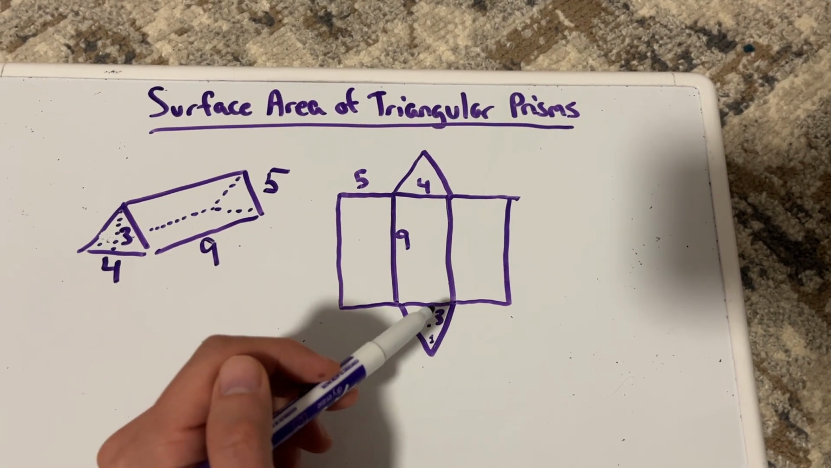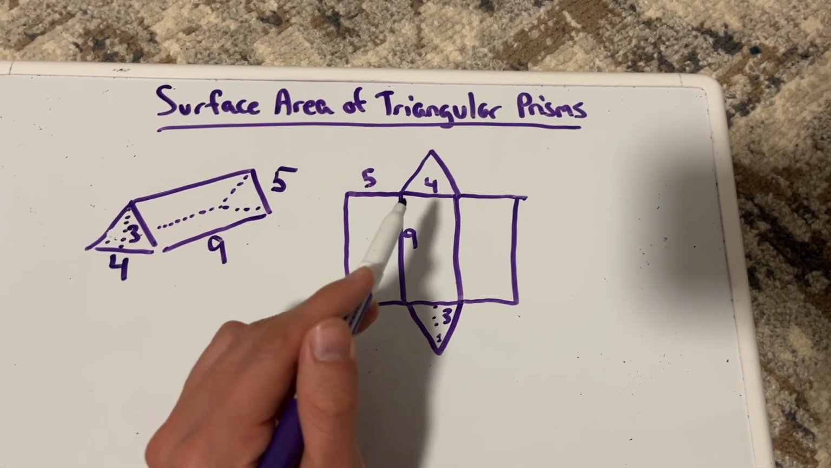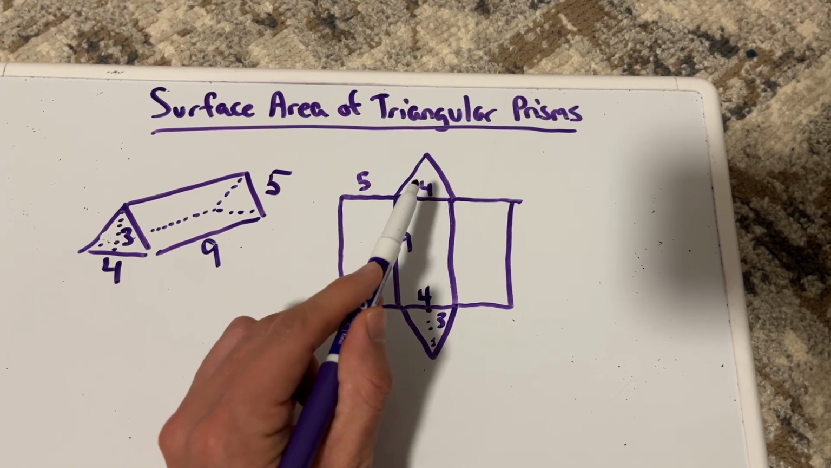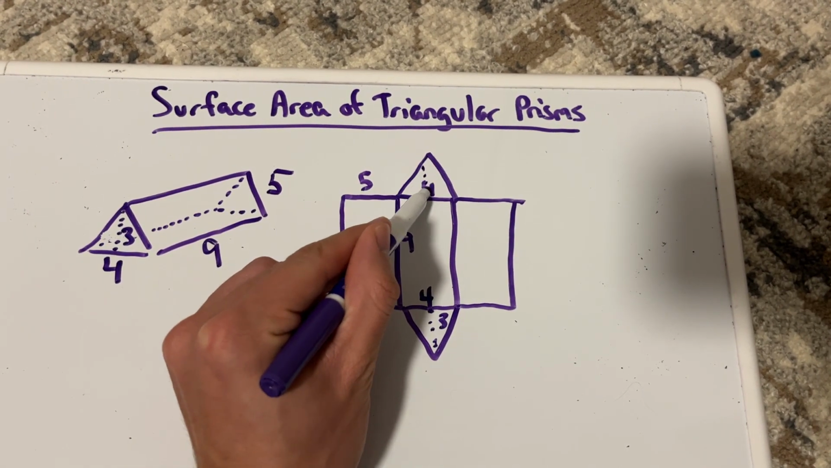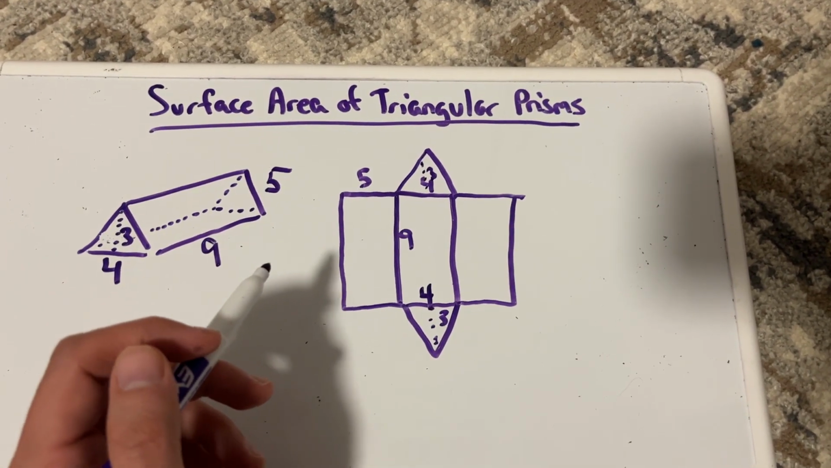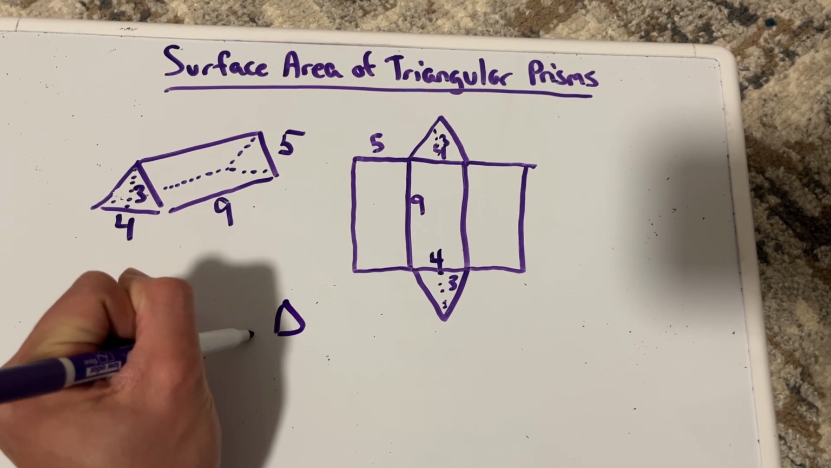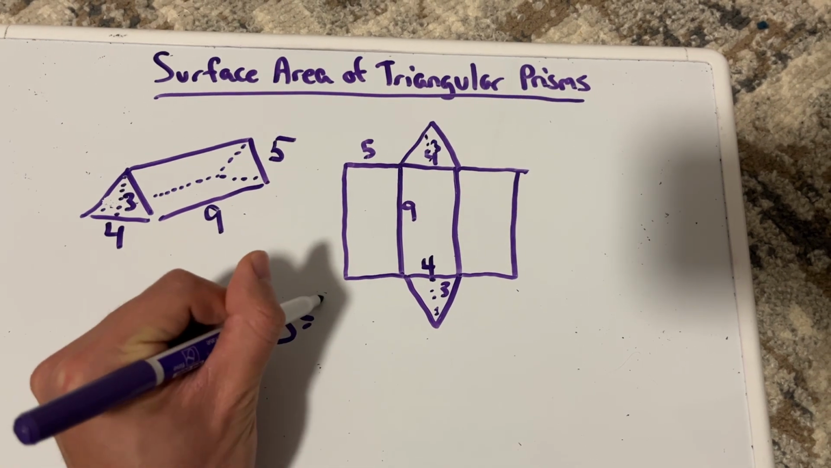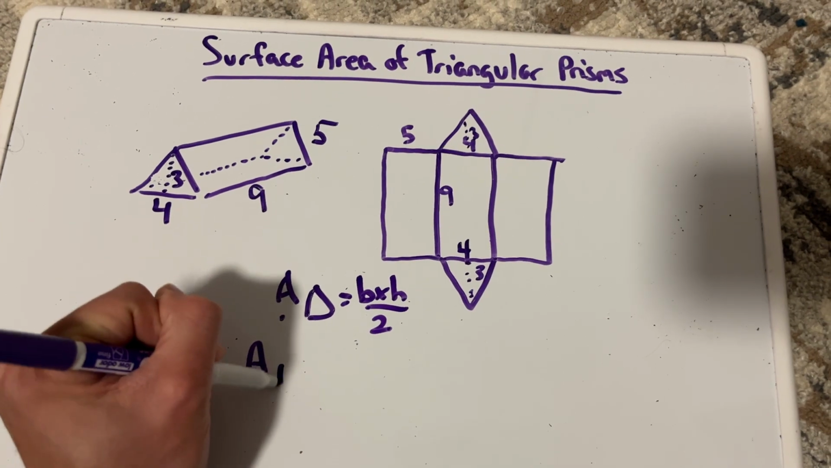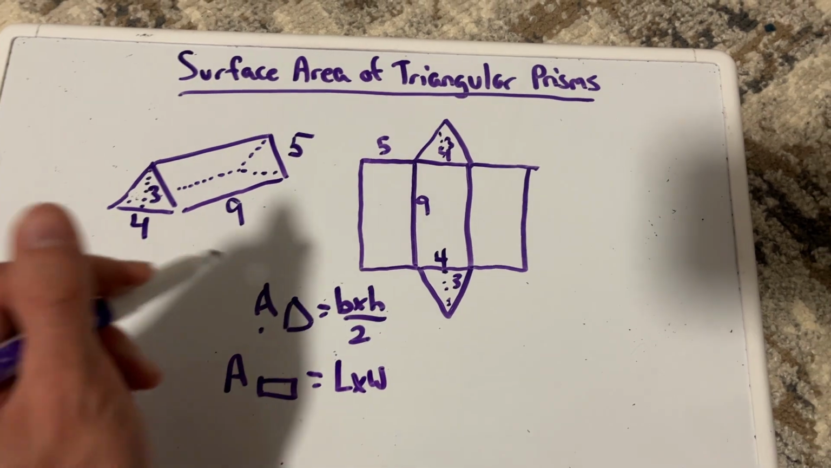Because these triangles are the same on both sides, the base of this triangle and the base of this triangle are the same, so they both have 4, and the height of both triangles is going to be 3. A little hard to read there. But let's just find the area of those triangles. The area of a triangle is base times height divided by 2. The area of a rectangle is length times width.